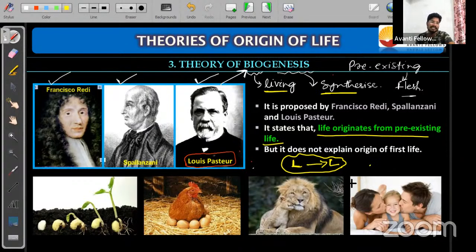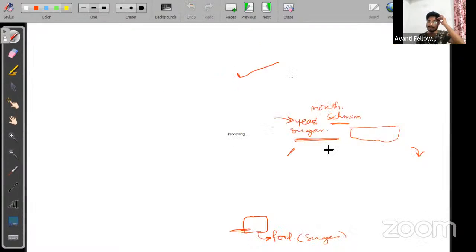But it does not explain anything about the origin of the first life. It explained that life is originating from pre-existing life, but it could not give any explanation or conclusive evidence about how life was formed for the first time. First time life कैसे फॉर्म हुआ उसके बारे में कोई एविडेंस नहीं दिया था. ठीक है, ये एक डिमेरिट है. Okay. Let us move to the next section.